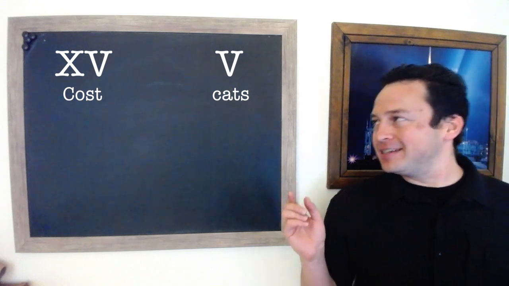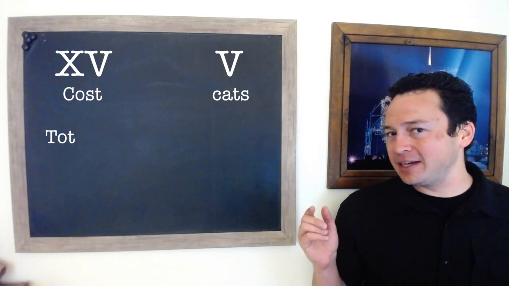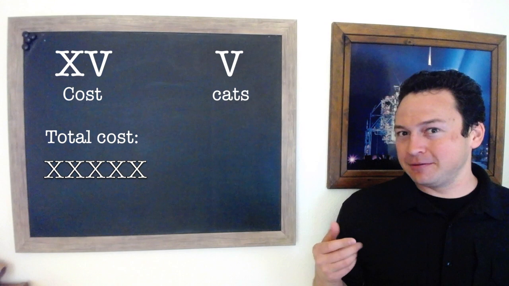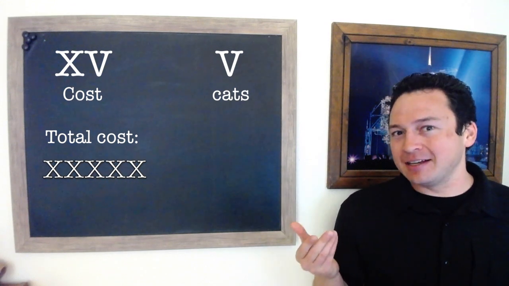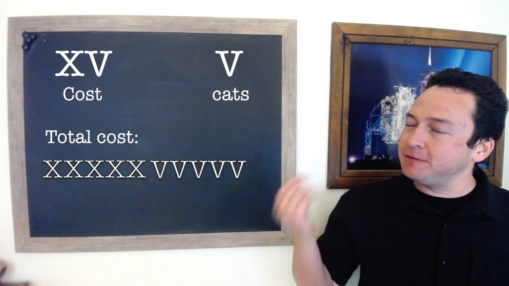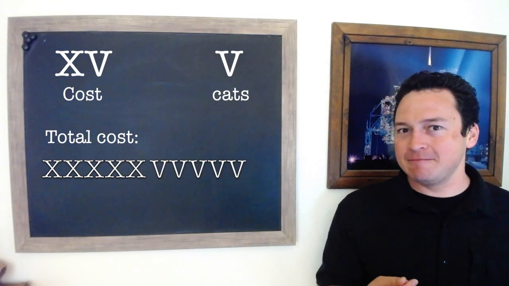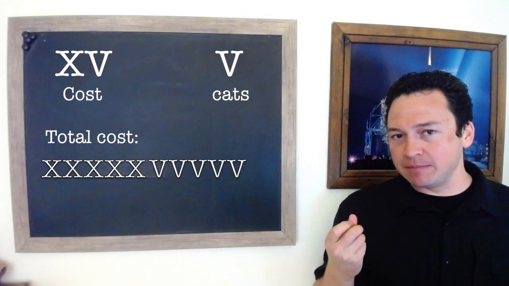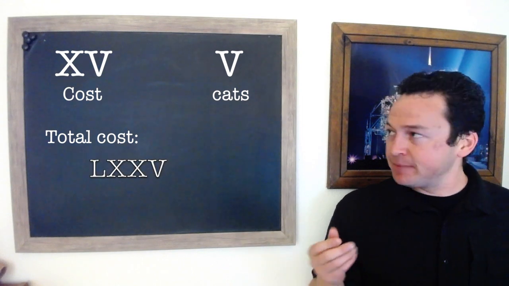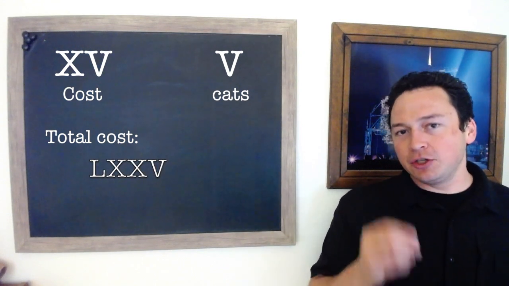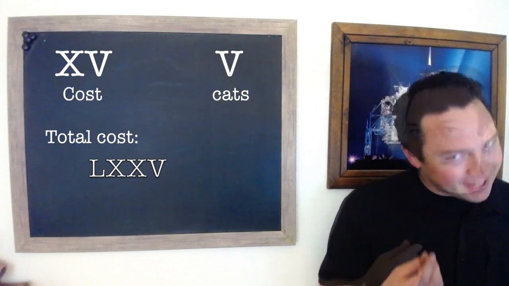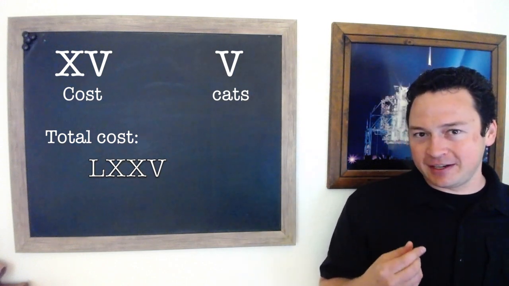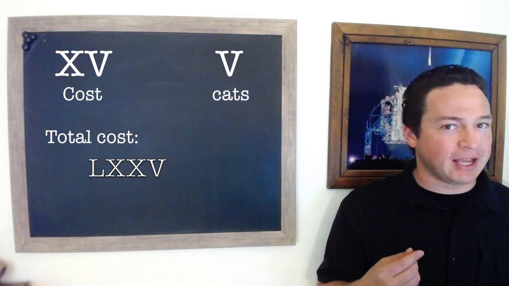He looks at this and he sees, okay, well, clearly I have to just repeat X 5 times, once for each cat, and then repeat V 5 times, once for each cat. Group all those symbols together, just like addition, and we get 50, 2, 10, and 5. That's what the prince will owe him. All right? So you can see this is a shortcut for repeated addition, which is basically just multiplication.